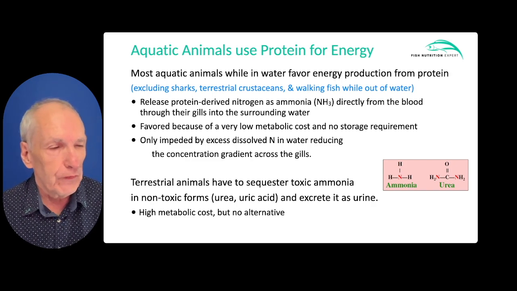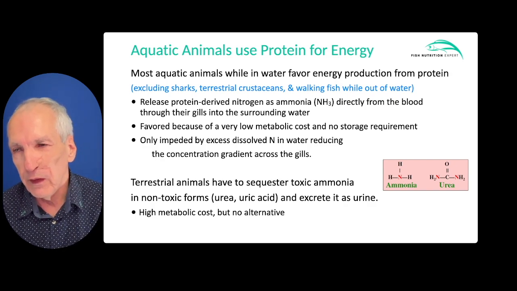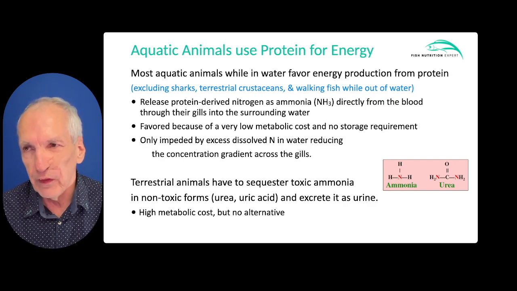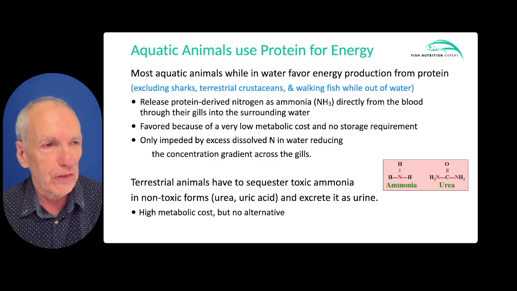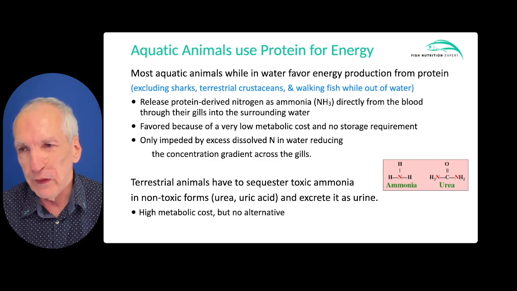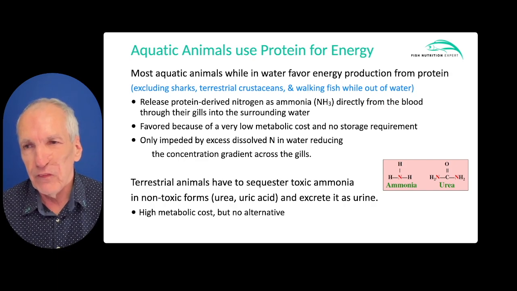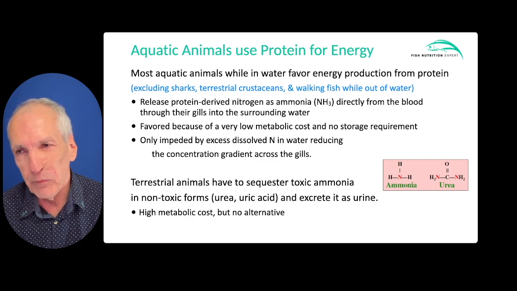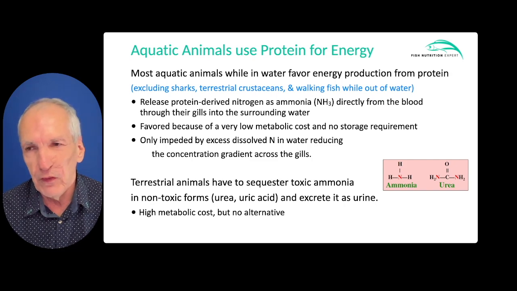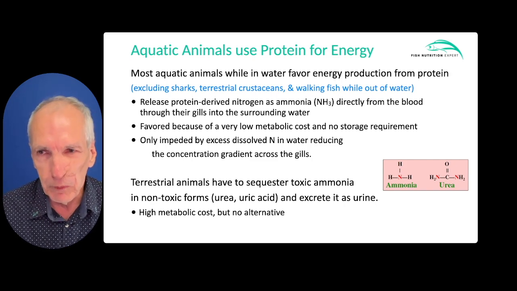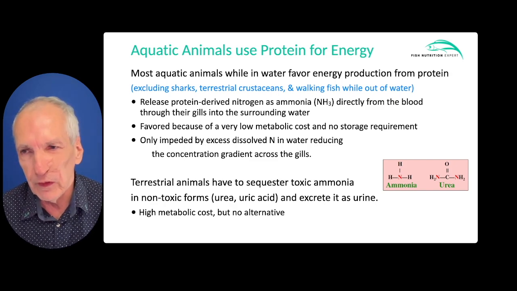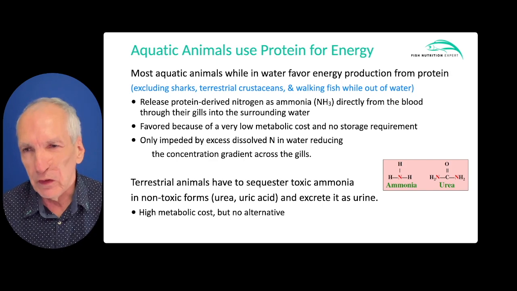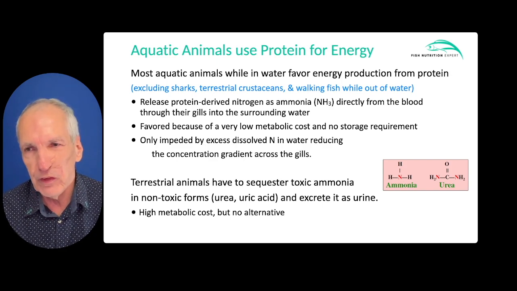So terrestrial animals, on the other hand, and that would include our terrestrial crustaceans and our walking fish while they're out of the water, they have to sequester toxic ammonia in non-toxic forms. And so they produce either urea or uric acid, and it's excreted with the urine. And because the nitrogen has to be captured, it has to be produced into a non-toxic form, it has to be stored in the blood in a non-toxic form, it has to be excreted as urine. This has a high metabolic cost, but there is no alternative. So fish can do both, but land animals cannot.